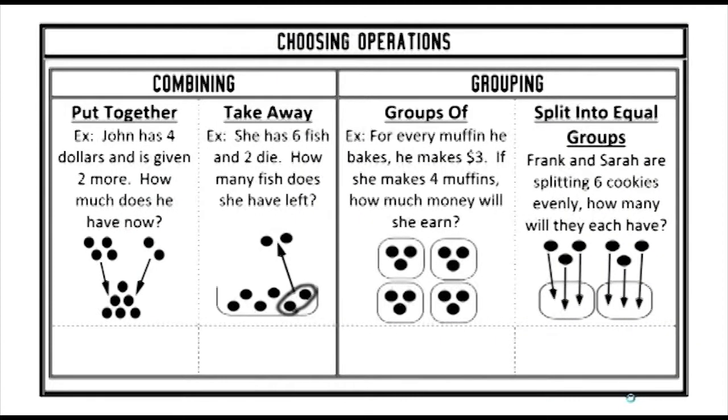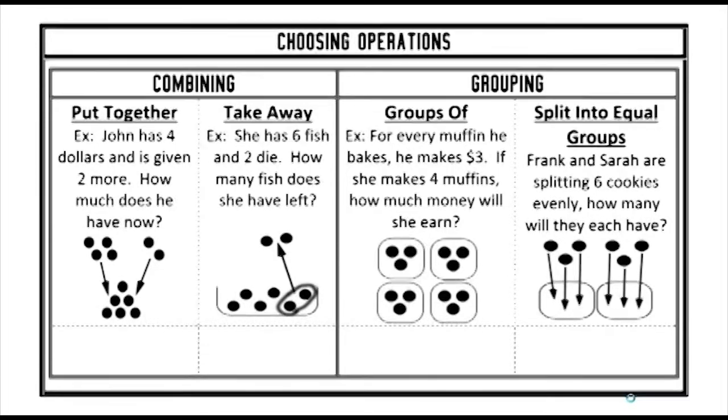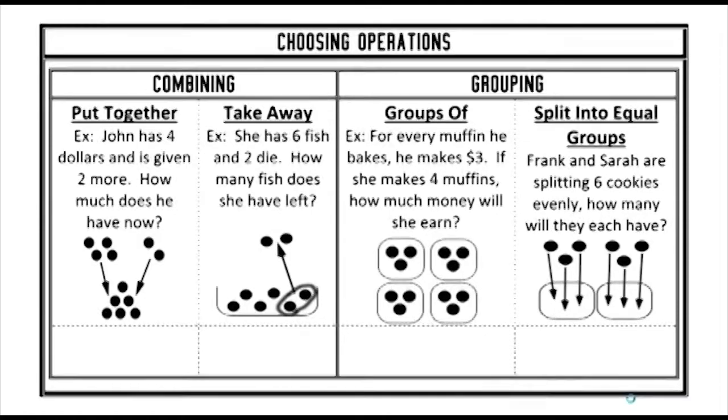When we interpret real-life situations through word problems, we need to look at the operations from a conceptual point of view. We can't just look at them in terms of keywords. We look at all operations as doing two things. They're either combining or they're grouping. Combining operations, we have two scenarios. Things are getting put together, things are getting taken away.